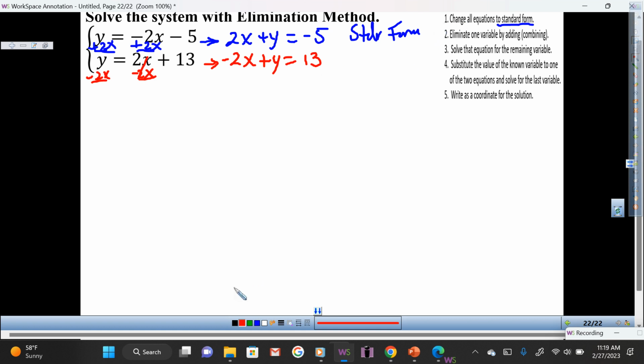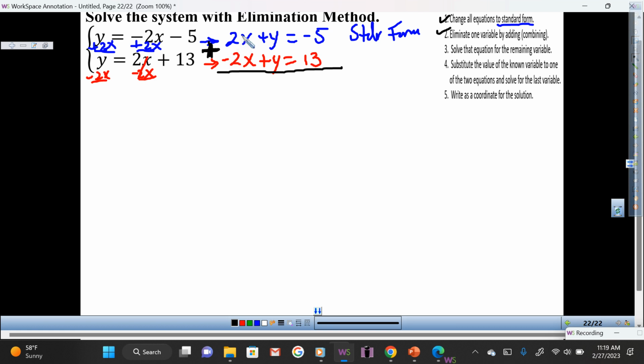Step 1 is done. I'm moving to step 2. Step 2 says eliminate one of the variables by adding. Okay, so I draw a line across, look up to the screen, and I put a big plus sign over here on the side. So like that, it reminds me that I'm combining straight down.